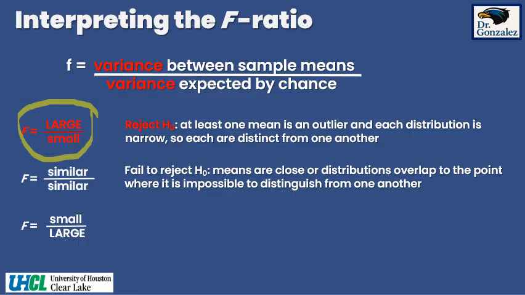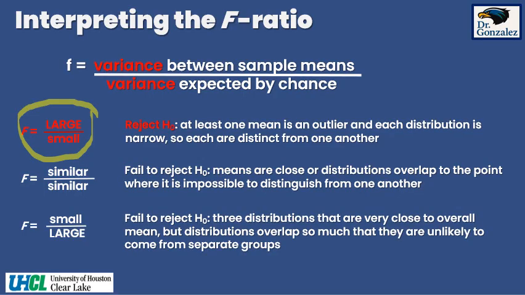We would fail to reject if the variance produces a similar ratio from the numerator and denominator, and then we would also fail to reject if our three distributions are so close together that you can't separate what comes from one group or the other.